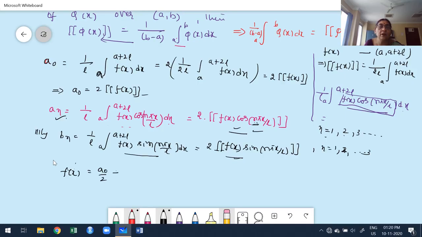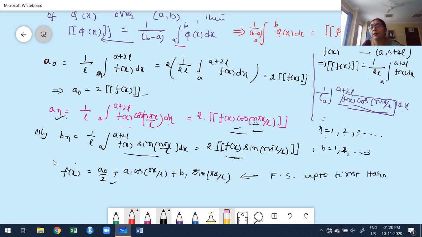A naught by 2: why do you treat that as a constant? Because it's not involving any cosine function or sine function. What's the first term of the summation? a1 into cos of pi x by L. And also the first term of the second summation? b1 into sine of pi x by L. This is nothing but the Fourier series up to the first harmonic.